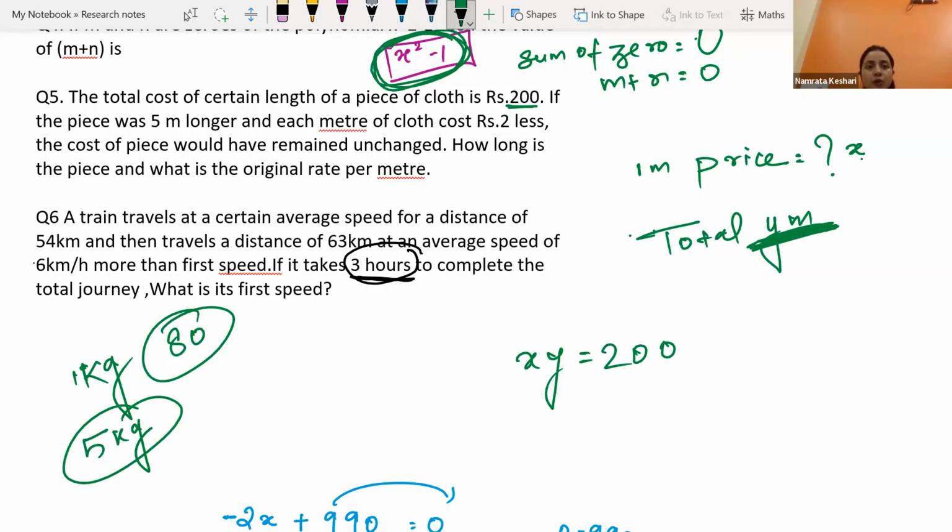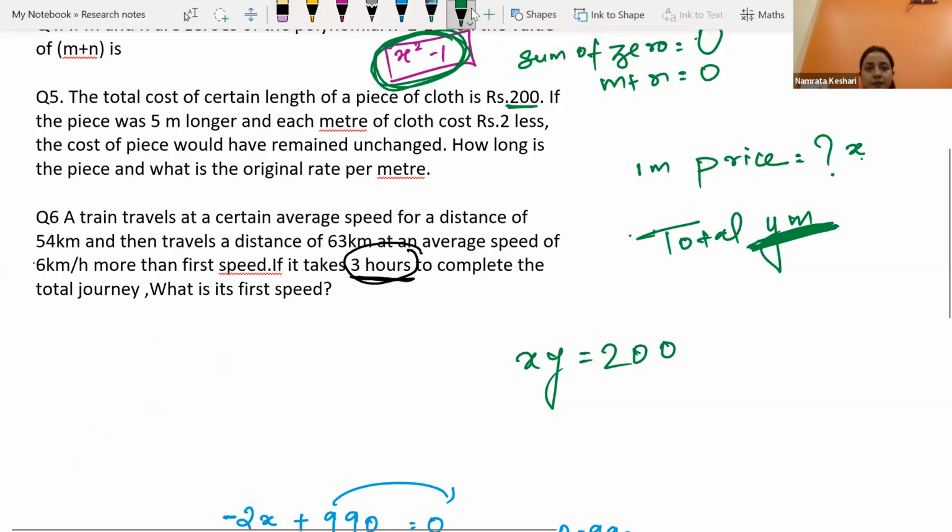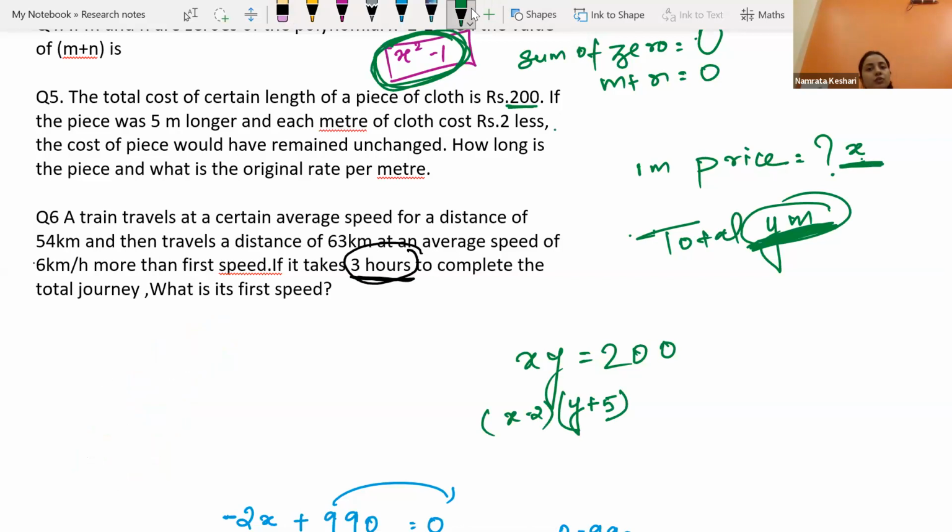Okay, now the next condition says that if the piece was 5 meters longer, so what is the piece we have taken? Y is the piece we have taken. If it is 5 meters longer, Y plus 5, and each meter of cloth costs rupees 2 less. That is, 1 meter of cloth costs rupees 2 less than the previous scenario. The total price remains unchanged. If you solve these two equations, you will get the values of X and Y. That's what we have to find here.